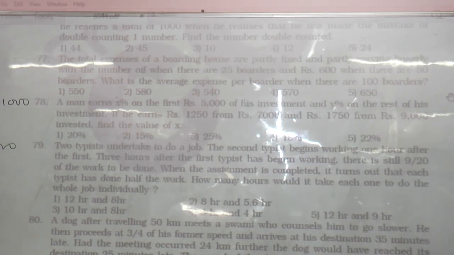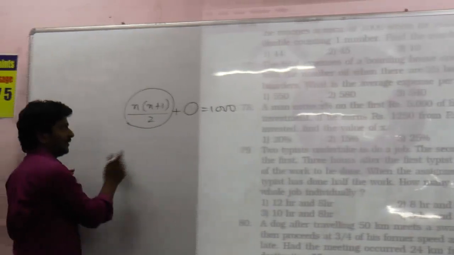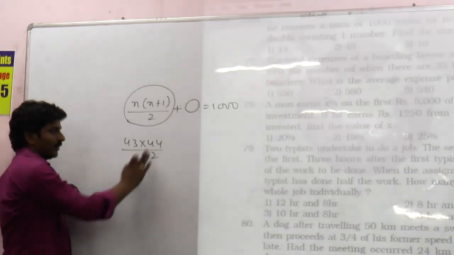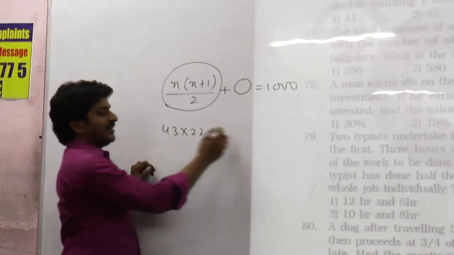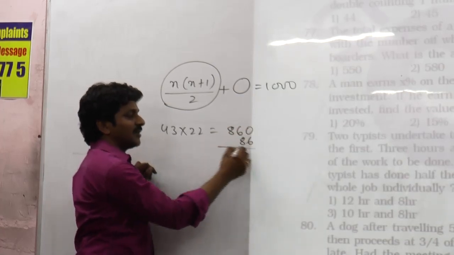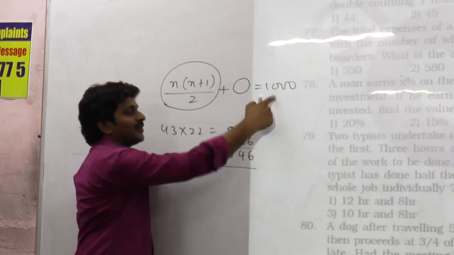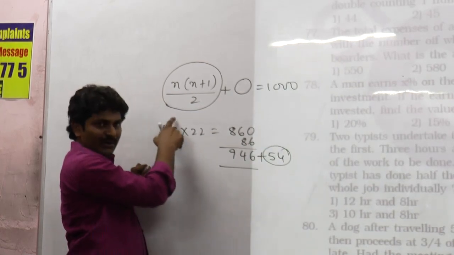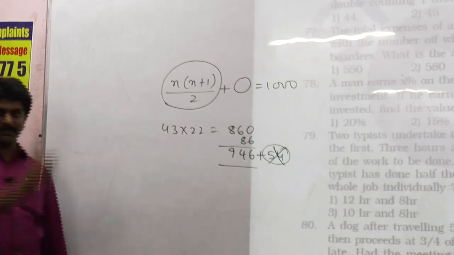You can even start with 43. What will happen? See, if you have 43, 43 into 44 by 2, so that will be 22 times, right? 43 20 times is 860, and then 43 2 times is 86. So how much is that? 946. To make it 1000, how much do you need to add? 54. Is 54 there in 1 to n? This is not possible. That's the only possible number.